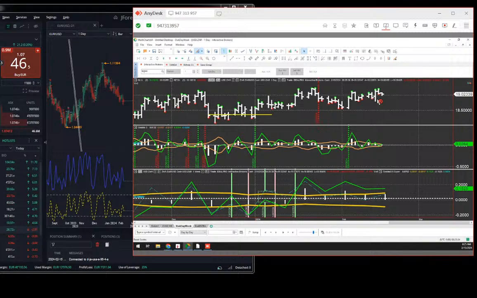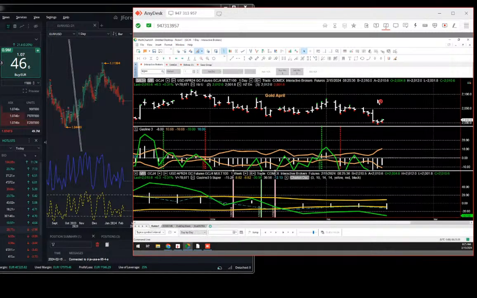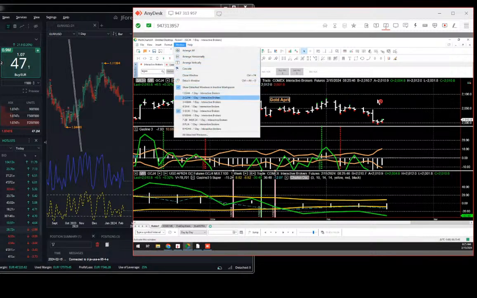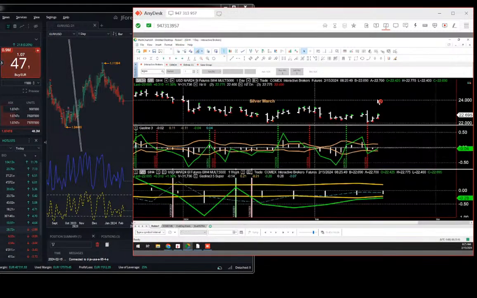Now, from there, let's show you the metals. Let's show you there's gold. Gold's been in that daily sell there for a while. You can see the weekly sell from up over here. And let's show you silver. Right there. It's been in a weekly sell since up in here.